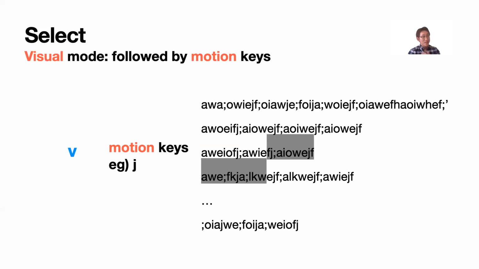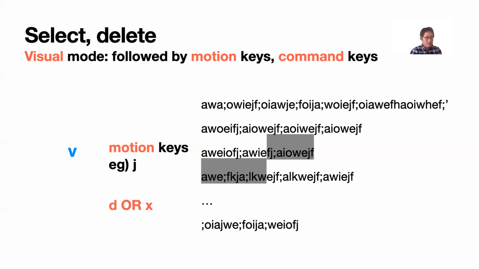Yeah. So select and motion keys. You can select lines. You can select words. You can select the whole document. Say I press V, and then GG. It will select everything from the point of the cursor to the top of the document. Okay. And then what if you press D afterwards or X afterwards? Try doing that. It will apply some commands to the selected regions.